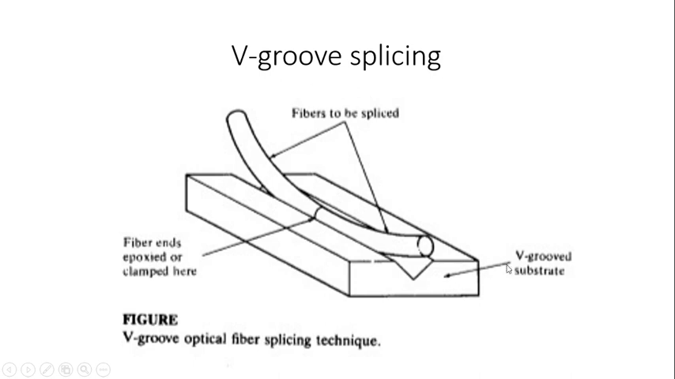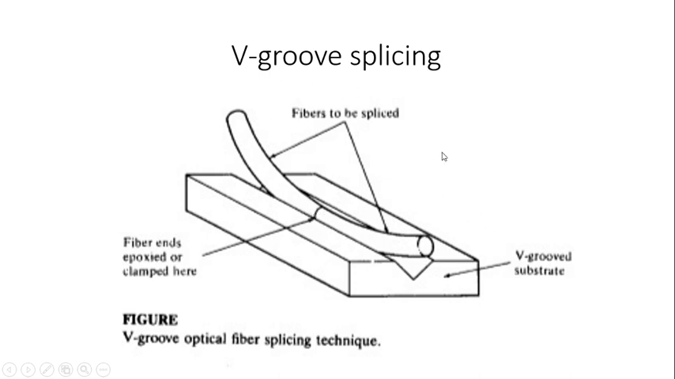The V-shaped groove substrate may be made of silicon, plastic, ceramic or metal. V-groove splicing provides a permanent connection. It makes two fibers into one fiber. The total loss depends upon the fiber size and the eccentricity of the fibers.